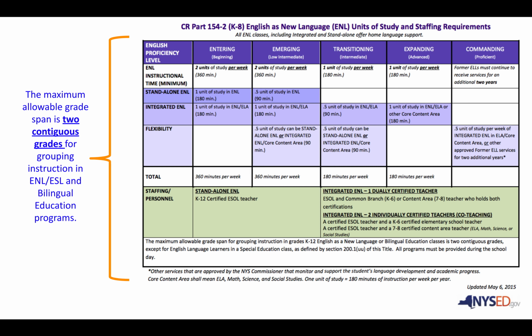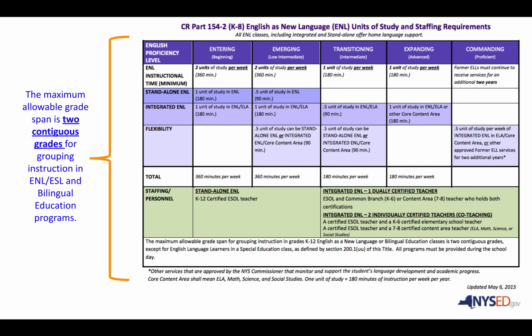Notice though, as a student's proficiency increases, we still have that integrated co-taught ELA, and then there's some flexibility with that a little bit later. Entering and emerging level students definitely get the standalone, but when you get to a transitioning level student, you could still use a half a unit of study in standalone or in integrated ELL core content area, but yet still the students do require that support in the integrated ELL ELA setting. It's a quick example of how to read the chart. The information at the bottom with the staffing is what we just went through in the previous slide. It is important to note two other things.